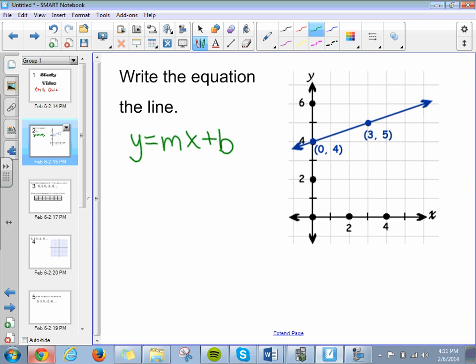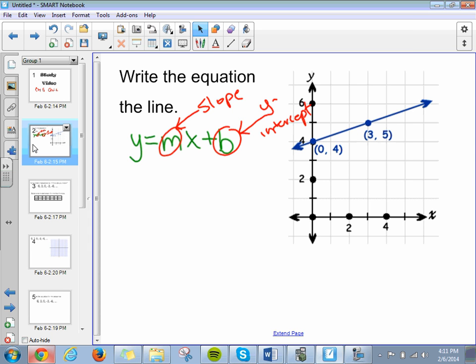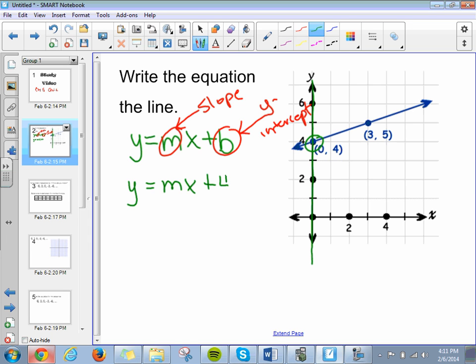When you're solving this one, we're trying to figure out what our m is and what our b is. Our m is our slope, and our b is our y-intercept. So probably the easiest one to see on the graph is our y-intercept. That's where it's going to hit our y-axis. We see that we're hitting it at the point (0, 4). What that tells me is our b is positive 4.